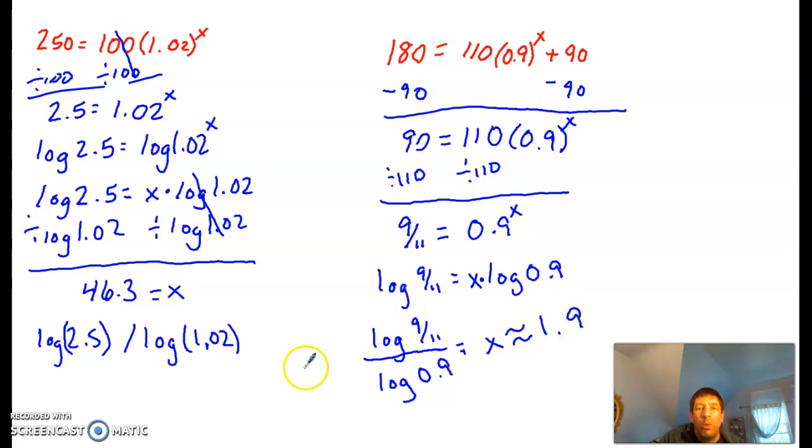Okay. One thing to keep in mind, logs don't cancel by themselves. It'd be like saying you have the square root of 15 over the square root of 5, and you just canceled out the square roots and left it as 15 over 5. It doesn't work that way. Okay. All right, let's take a look at one more.